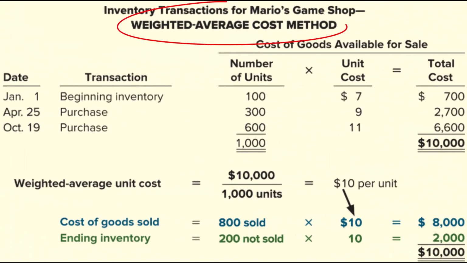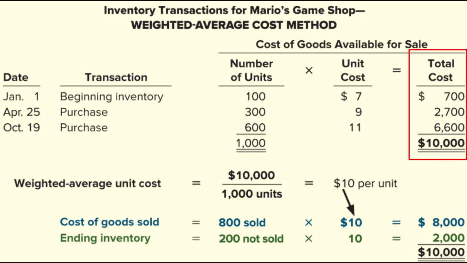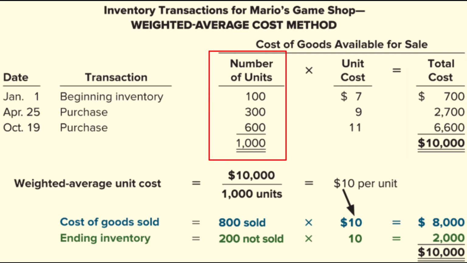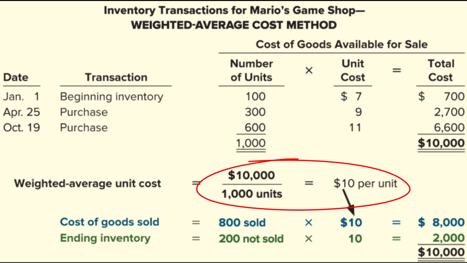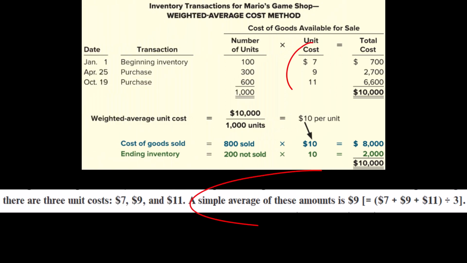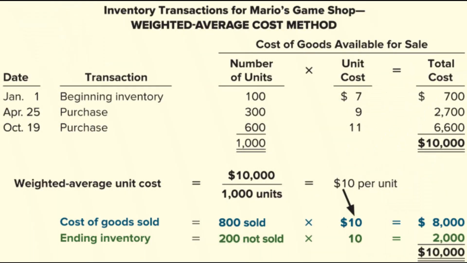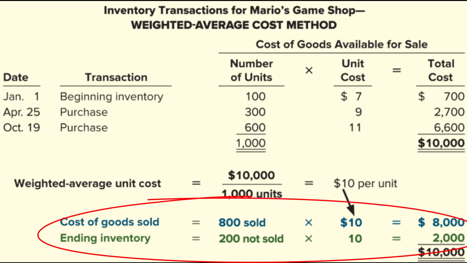Our final method is weighted average cost. We assume all our units are mixed together at a single average cost. First, we calculate the weighted average cost per unit by taking the total $10,000 cost of goods available and dividing it by the total 1,000 available units. This gives us a cost of $10 per unit. Be careful not to use a simple average of the prices. It must be a weighted average. Then, we apply this cost to our units. 800 units sold costs $8,000, and 200 units in ending inventory costs $2,000.